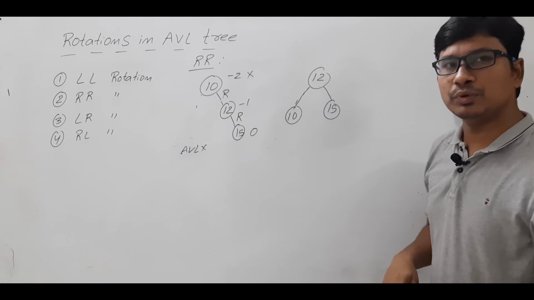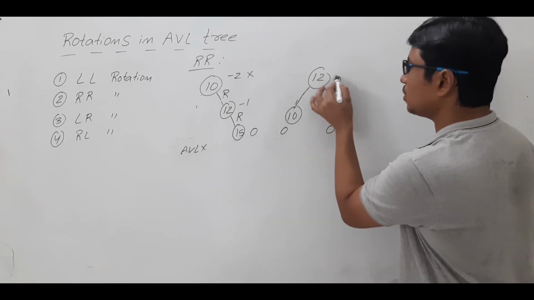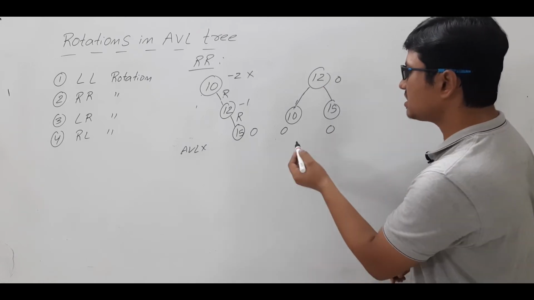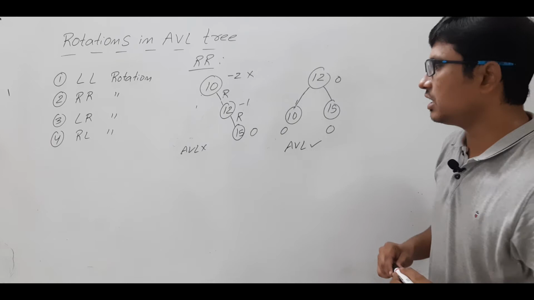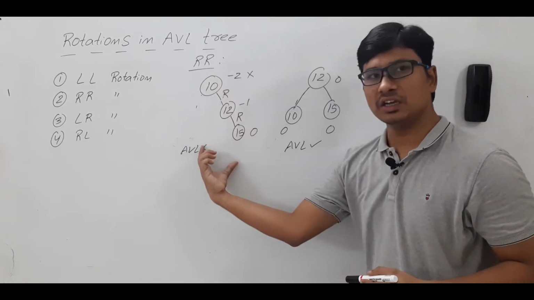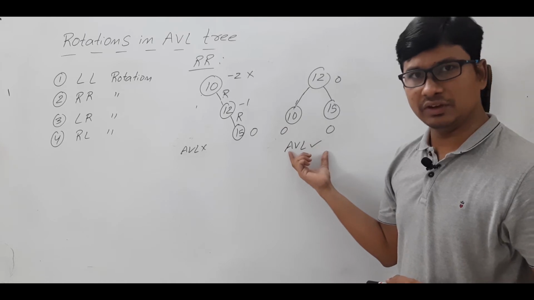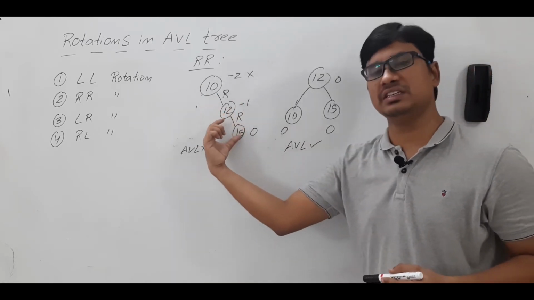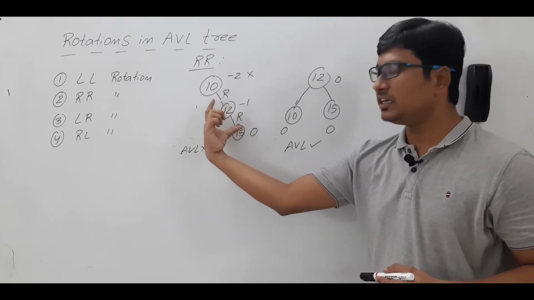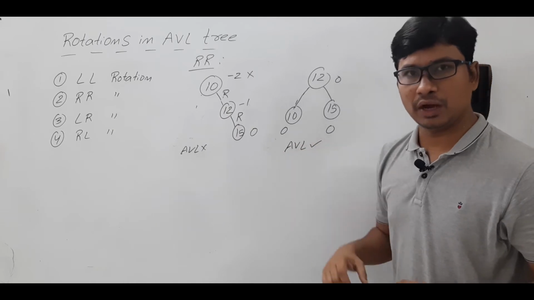Now you need to compute the balancing factor of each node. 0, 0, 0. Am I right or wrong? So it is in the range of the AVL tree, so I can say that this is an AVL tree. Previously it was not an AVL tree. After performing the RR rotation, we got an AVL tree. So I hope you have understood how I identified that it needs to be RR rotation, and how I performed it.